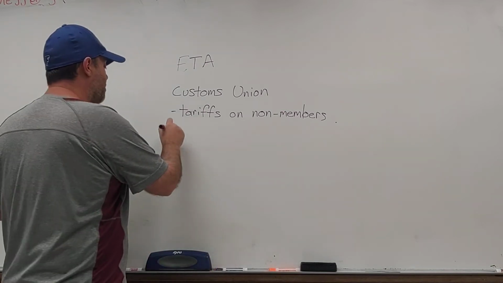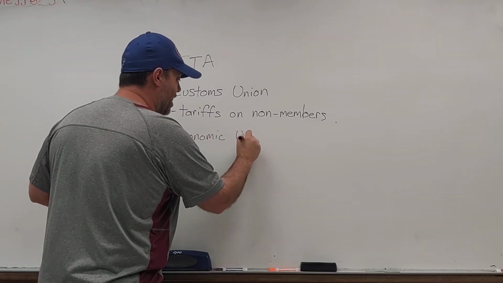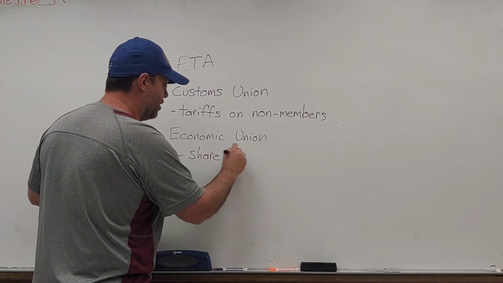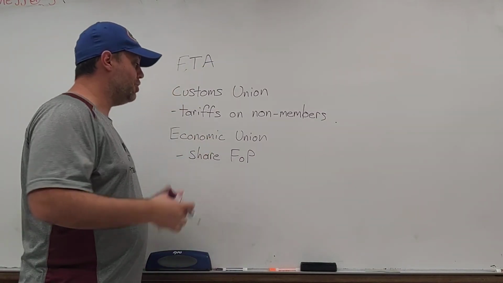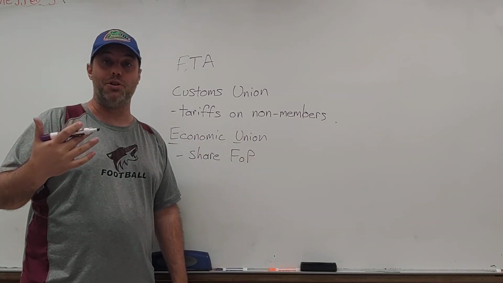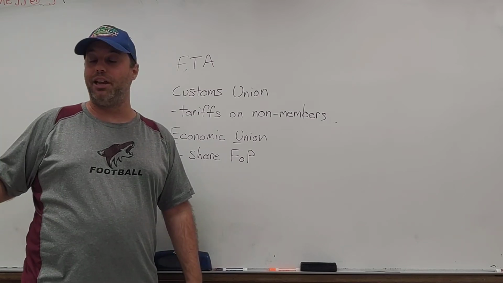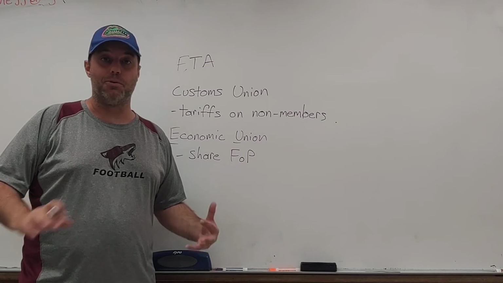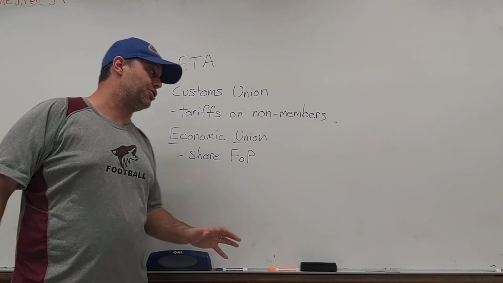Okay, third type here that we've got is an economic union. An economic union is one in which we share factors of production. The best example of this would be the European Union. We go EU, okay? Economic Union, the European Union, because there you've got a whole group of countries that are able to share labor. If you're working in one country but you're a citizen of another one, totally fine. They're willing to share each other's labor, share some of those factors of production without any sort of restrictions in place. So that's an economic union.